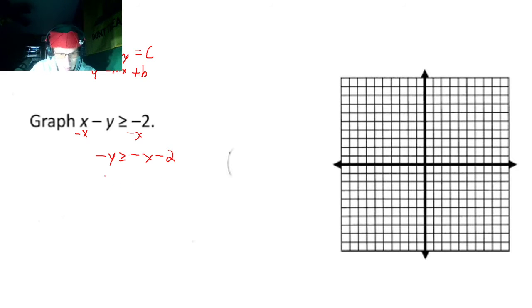Alright. So, now we know we have a negative y here. We cannot have that for slope-intercept form, so we're going to multiply both sides by negative 1. And that will give us y is less than or equal to x plus 2. Okay. So, remember, if we're multiplying by -1, we flip the inequality symbol. So that's what we did. We flipped the inequality symbol. So let's draw our line.